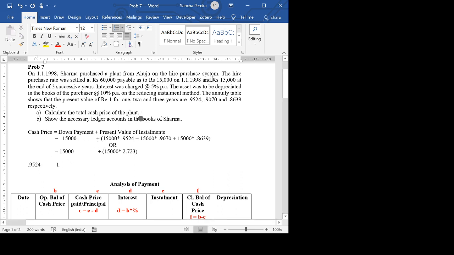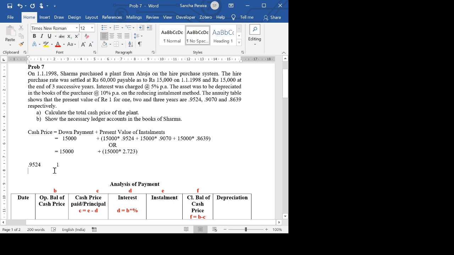Our installments are basically the future values. Why are they future values? Because we are paying them in the future. We are paying them at the end of the first year, at the end of the second year, at the end of the third year. Okay, and our cash price is the current value.